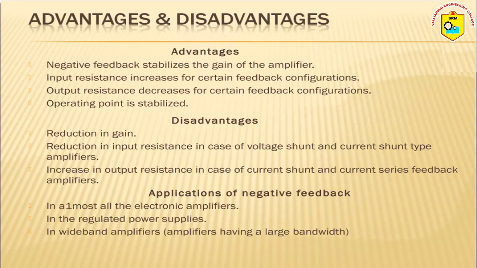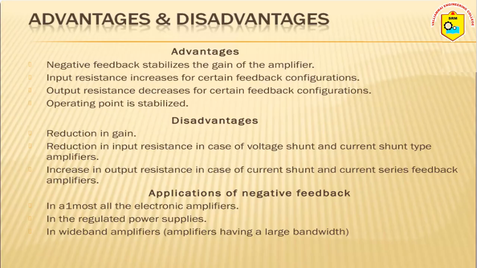These are the advantages and disadvantages of the feedback amplifiers we have seen. Negative feedback stabilizes the gain, so gain stability is higher in negative feedback amplifiers, and their input resistance also increases and output resistance decreases. Your operating point can also be stabilized. What is the operating point? The operating point is the point on the DC load line where your transistor can act as an amplifier. The operating point will be stable in this type of amplifier.